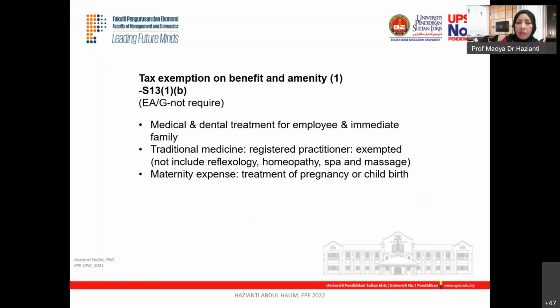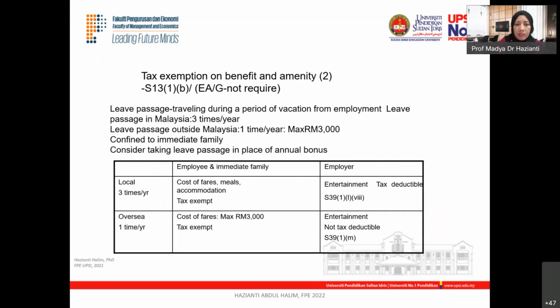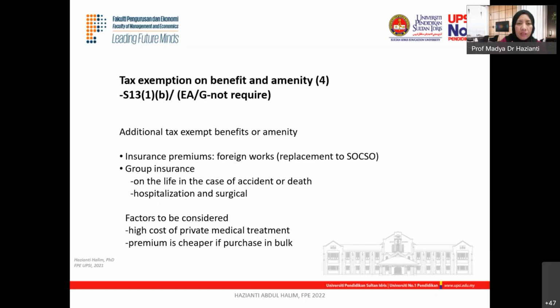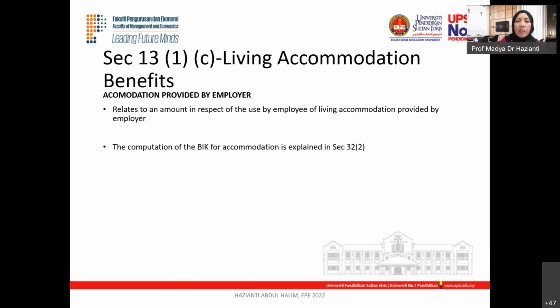Medical dental ni pun kita dah tengok tadi. Di passage tadi dah. Any goods at discounted service. Ini pun dah. Additional tax exempt benefit, insurance premium. Okay, ni pun tadi along the way tadi saya mention these are the tax exemption on benefit lah yang tak perlu bayar cukai.